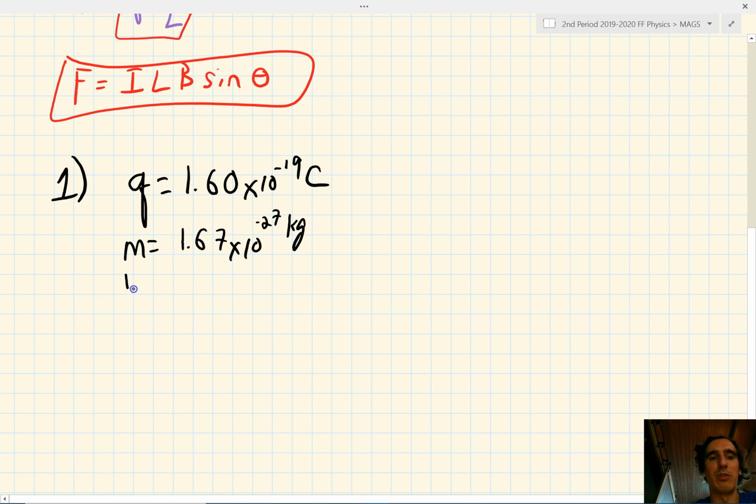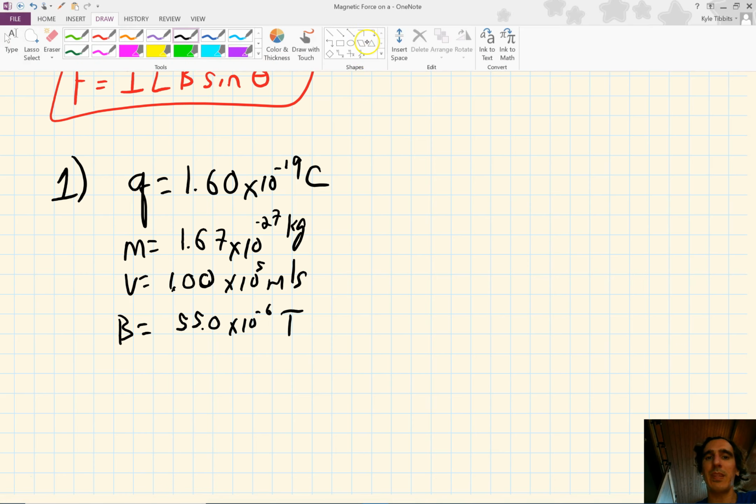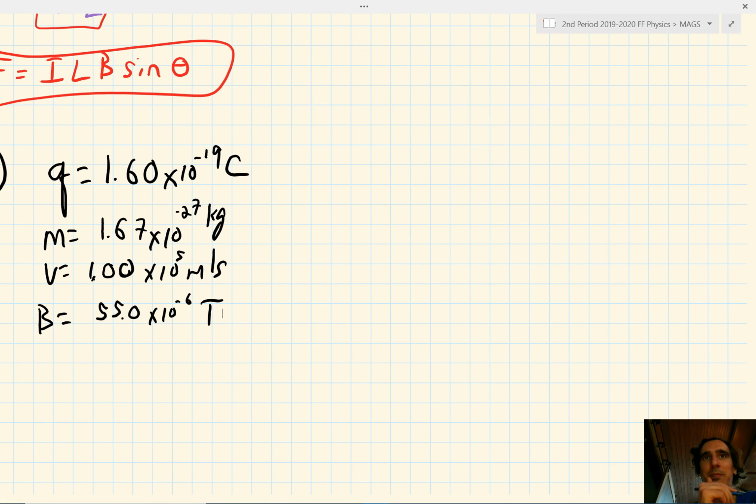The velocity of the proton is 1.00 times 10 to the 5th meters per second, and the magnetic field strength is 55.0 times 10 to the negative 6 teslas. So why don't we draw a picture of what's going on?